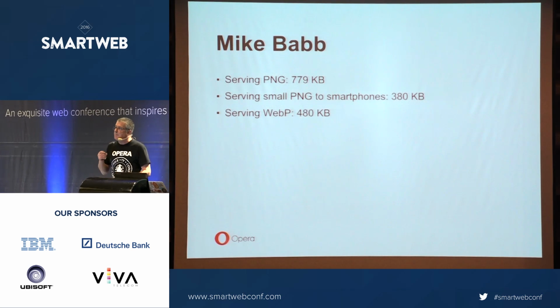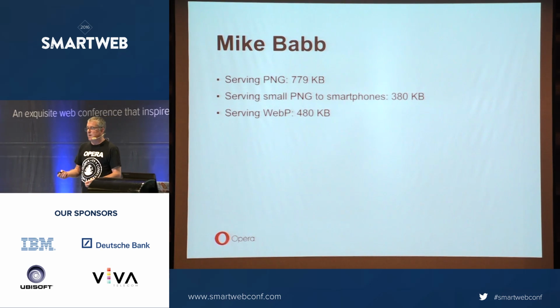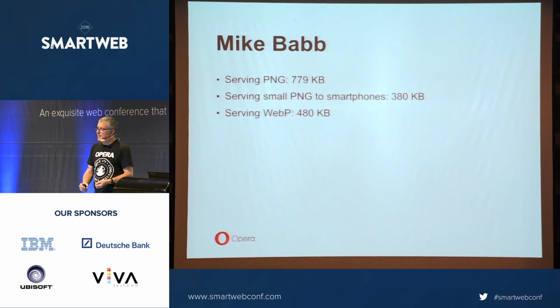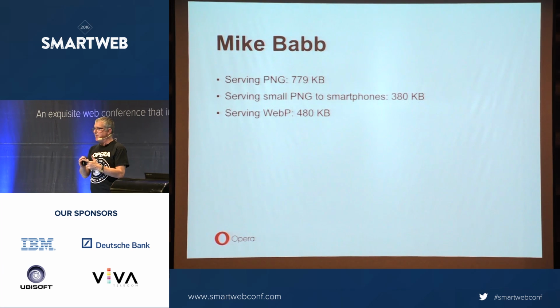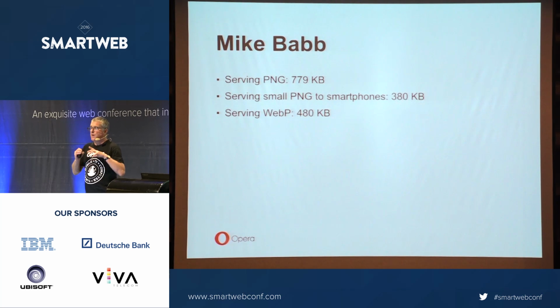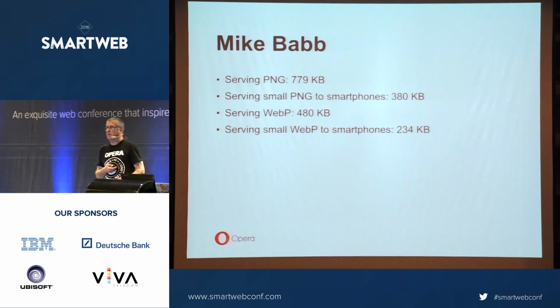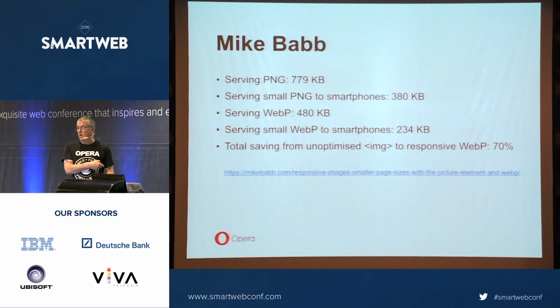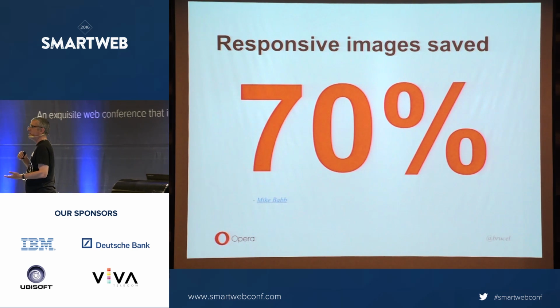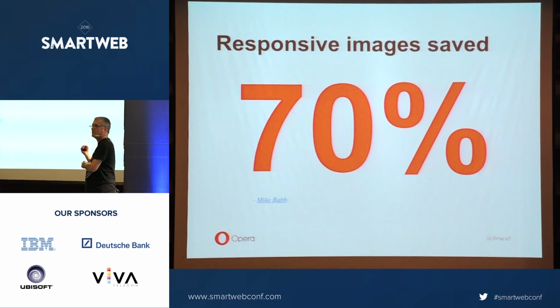When he served WebP, it went down from 779K to 480K. When he combined serving WebP to browsers that understand it and using the stretchy images to serve smaller sized images to smartphones, so he's using two different techniques in the same markup, it went down to 234K. That is big red numbers. He saw a 70% decrease in page size just by using responsive images, and that is significant.